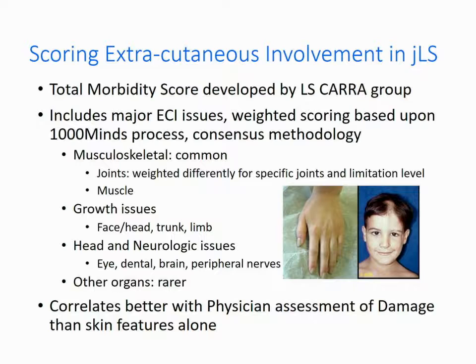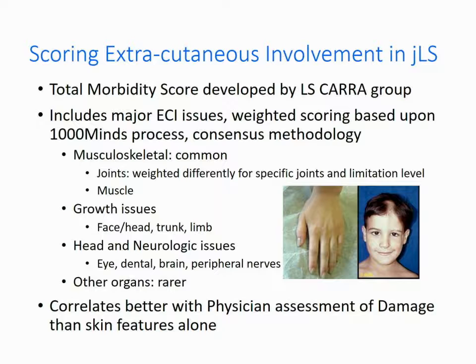Then we want to score extracutaneous involvement because we are all very concerned about this. So our localized scleroderma group in CARRA developed a morbidity measure. And this includes the major extracutaneous problems. We generated weighted scoring because some things, like a hip joint, are probably going to matter more than your pinky joint. So we used something called the Thousand Minds process to develop that, as well as consensus methodology based on looking at numerous cases. As I said before, musculoskeletal involvement is common, and we weighted the joints differently for which joint, as well as the limitation level.